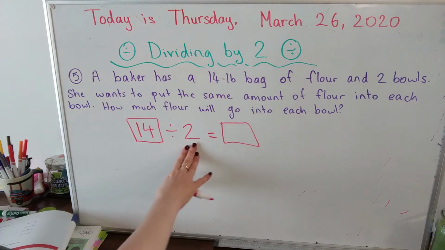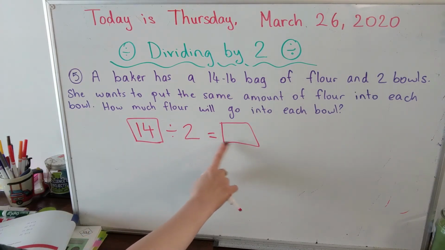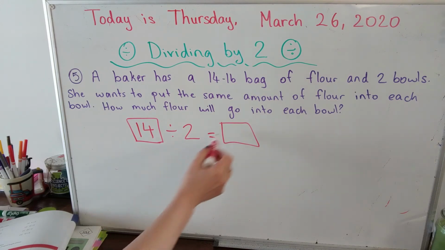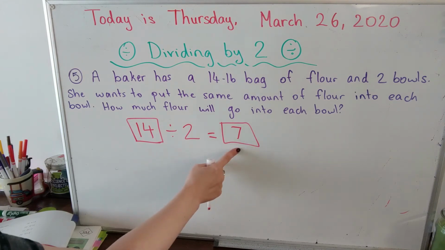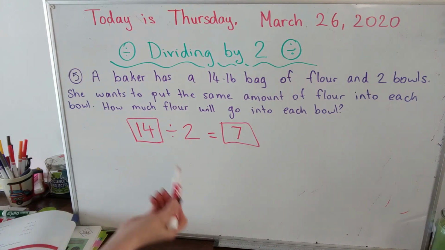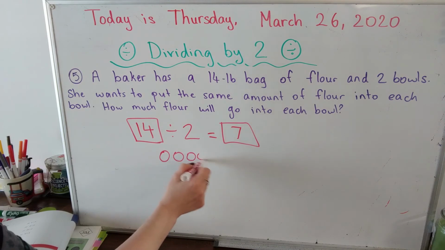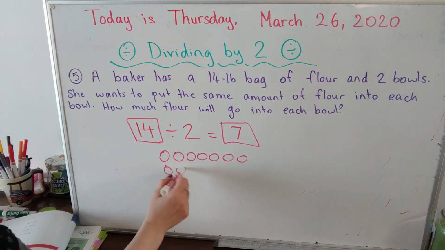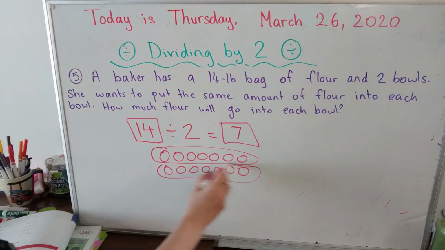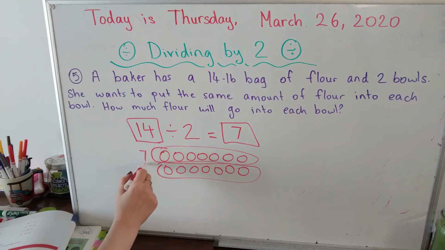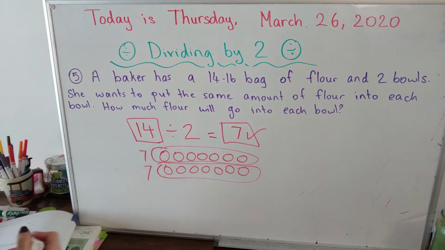14 divided by 2. You can ask yourself, 2 multiplied by what gives you 14? 2 times 7 gives you 14. That means 14 divided by 2 should also be 7. Let's check our work. 1, 2, 3, up to 14. There is my 14. Here's my 2 equal groups. And inside of each group, there are 7. So, how much flour will go into each bowl? 7 pounds of flour will go into each bowl.